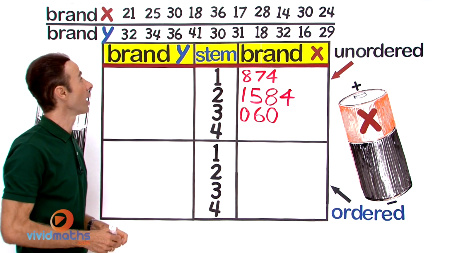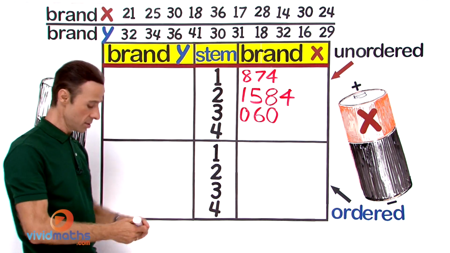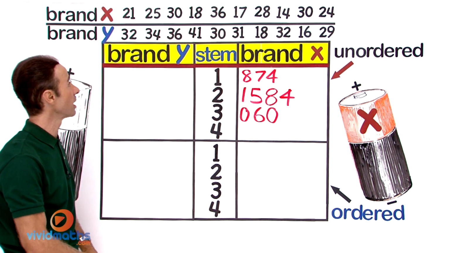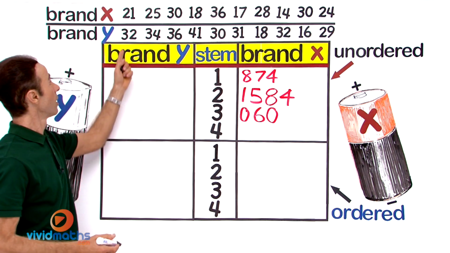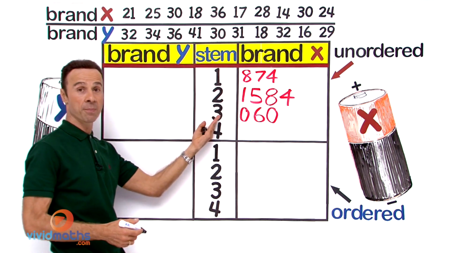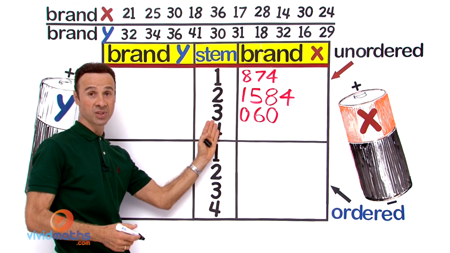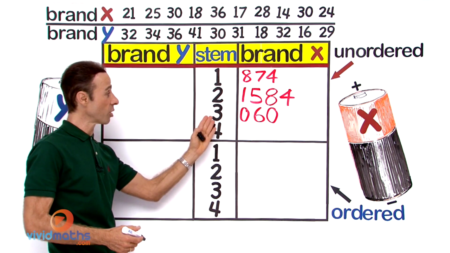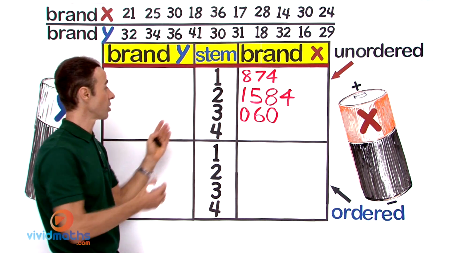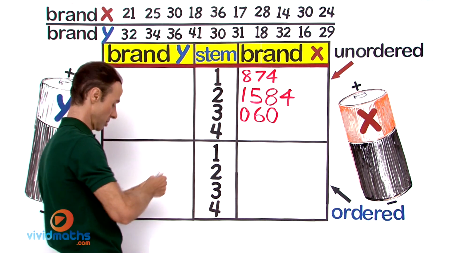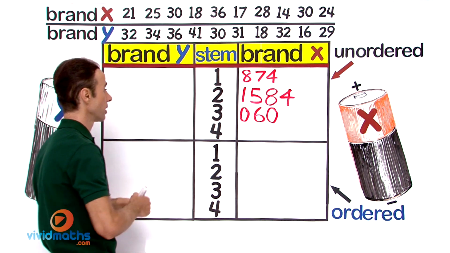Now we're going to go to our brand Y across here and see what scores we can get. So let's have a look at the first scores. And we have 32 right over there. So now we're going backwards with the leaves. So the stem is still here, the tens, and 32 will go across to the left now because this is back to back stem and leaf. So 32 would come across right here.